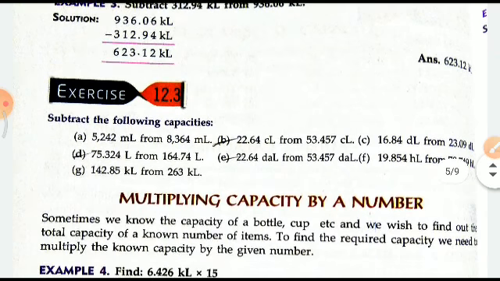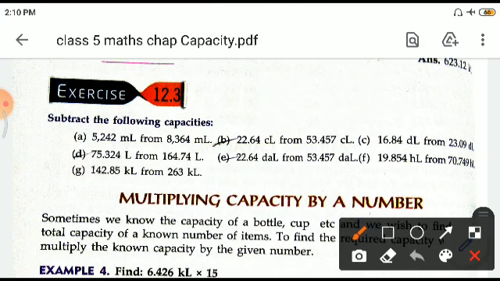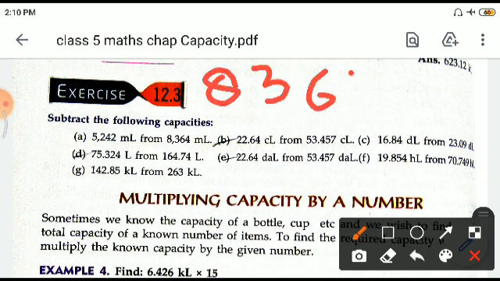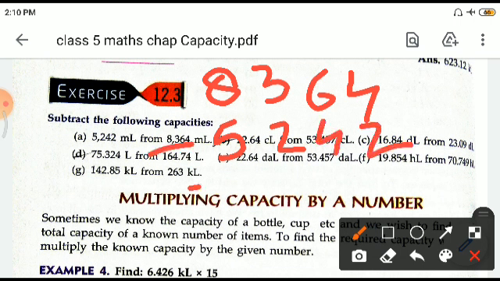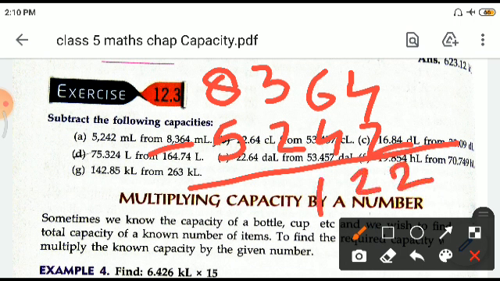Right? Okay. Now see here, let us try to do one question. Let us try to do the first one. 5242 from 8364 ml. So we will be writing 8364 on the top, and beneath it we will be writing 5242, and then minus, we will subtract. 4 minus 2 is 2, 6 minus 4 is 2, 3 minus 2 is 1, 8 minus 5 is 3 with a comma. So 3122 is the answer in ml.